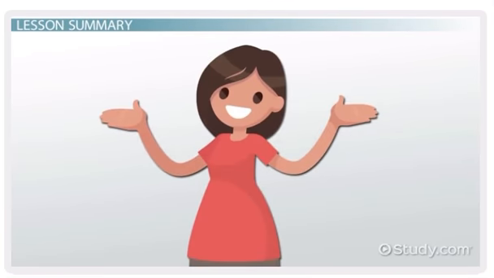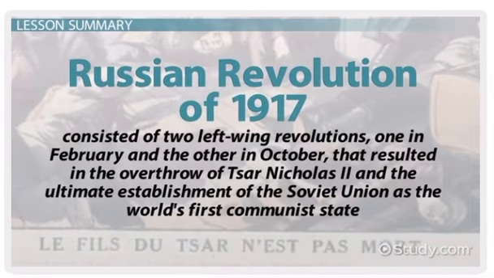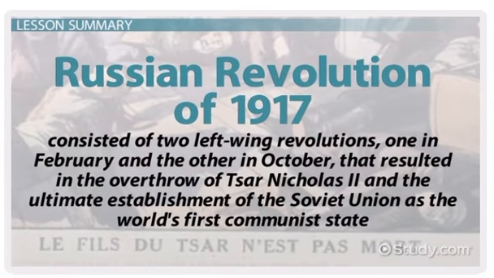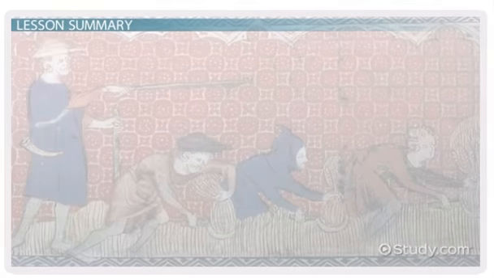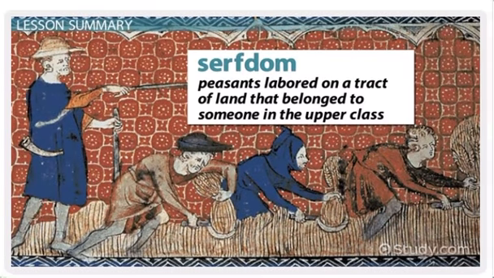Let's review. The Russian Revolution of 1917 consisted of two left-wing revolutions, one in February and the other in October, that resulted in the overthrow of Tsar Nicholas II and the ultimate establishment of the Soviet Union as the world's first communist state. It was the result of years of class conflict that originated with serfdom, whereby peasants labored on a tract of land that belonged to someone in the upper class.